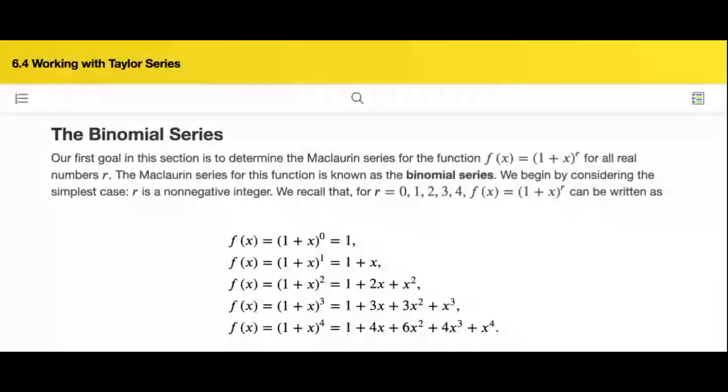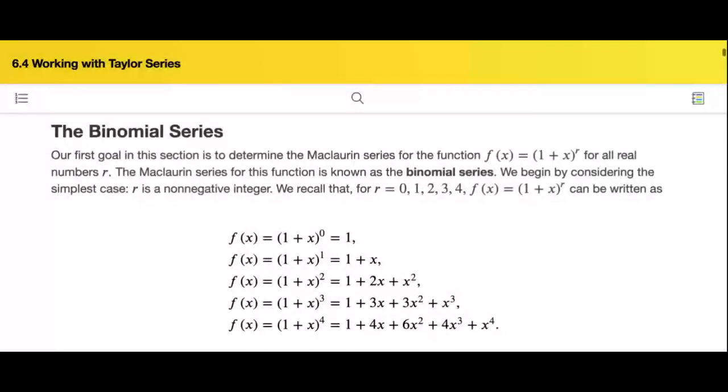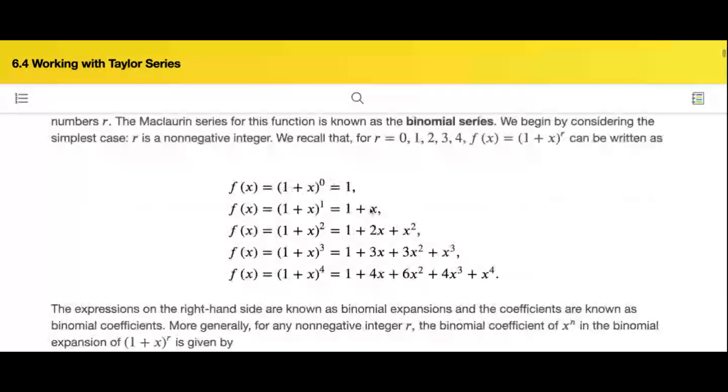So the Maclaurin series for this function is known as the binomial series. We begin by considering the simplest case, where r is a non-negative integer. We recall that for r equals 0, 1, 2, 3, 4, it can be written like this. This is just the normal binomial theorem we learned in pre-calculus. 1 plus x raised to 0 equals 1, 1 plus x raised to 1 equals 1 plus x. 1 plus x raised to 2 is called a perfect square, so 1 plus 2x plus x squared. 1 plus x raised to 3, perfect cube, so 1 plus 3x plus 3x squared plus x cubed.